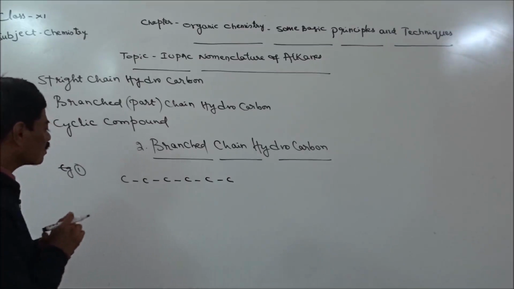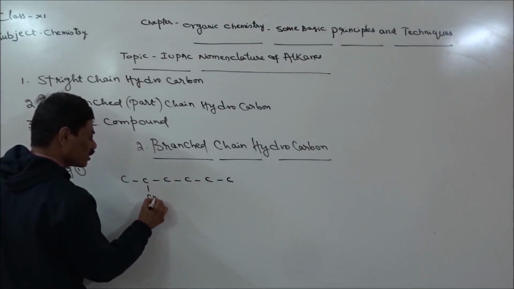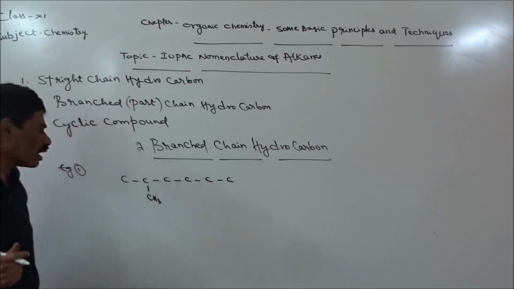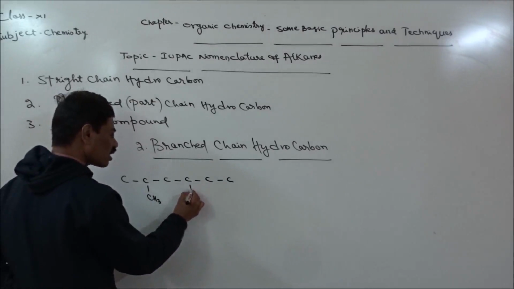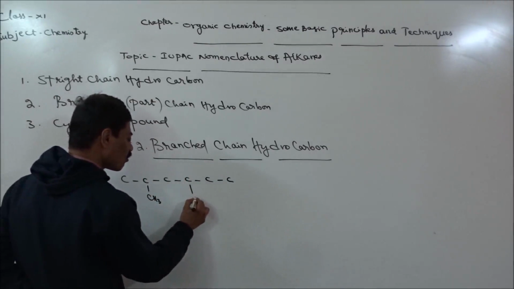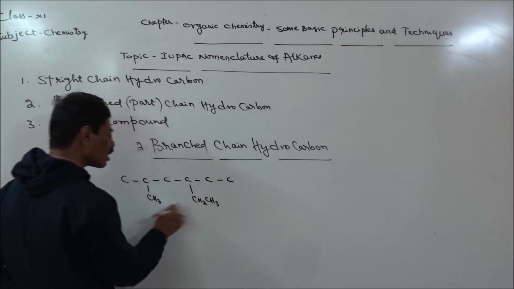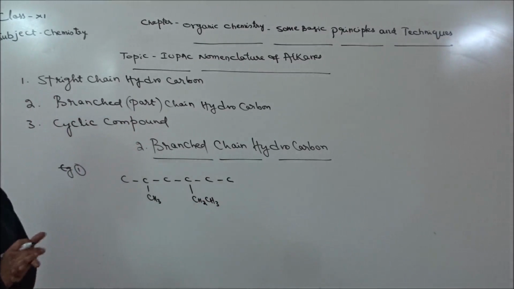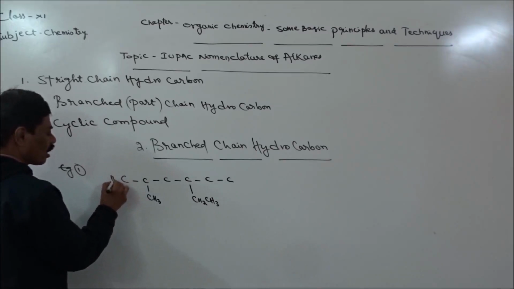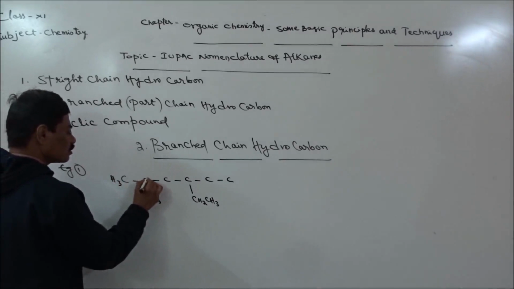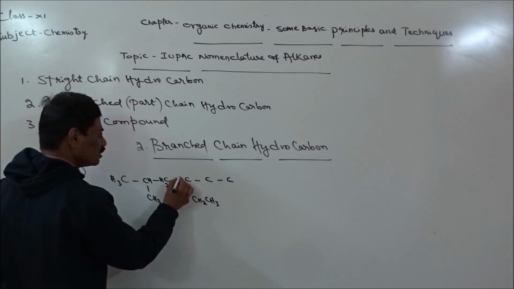Imagine to this carbon atom one alkyl group is connected. To the other carbon atom, another alkyl group is connected. Both are alkyl groups. Now, to satisfy the valency, we will add hydrogen atoms, keeping the valency of carbon as 4 in mind.